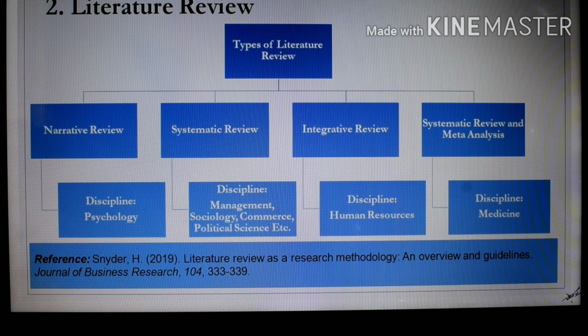If you want to read more about these types of literature review, kindly go through the article for which I have given the reference here.